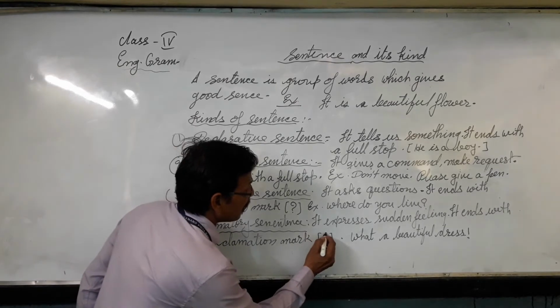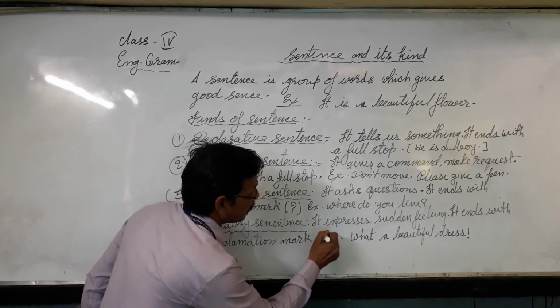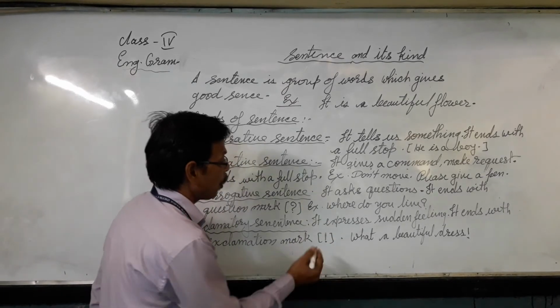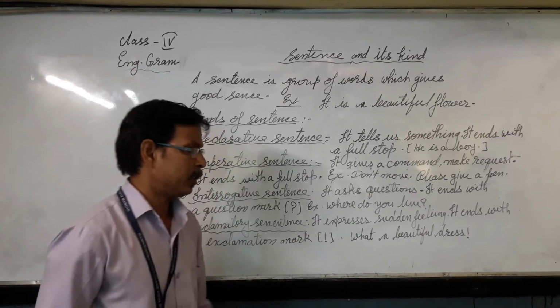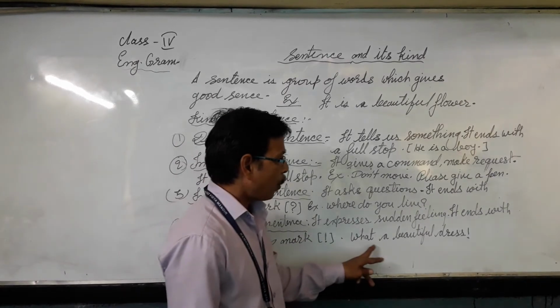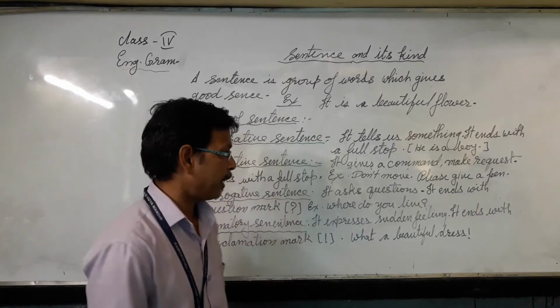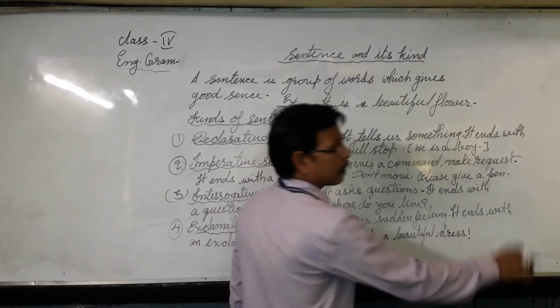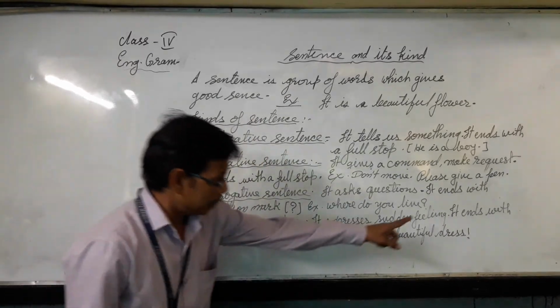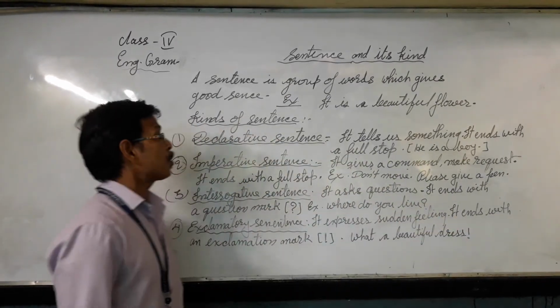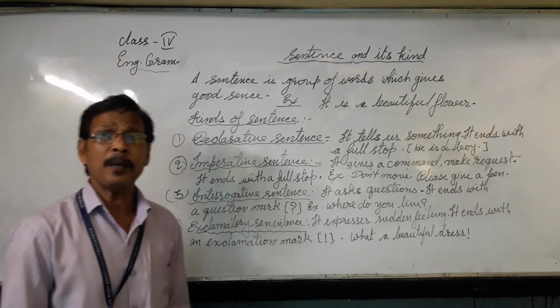The exclamation mark is drawn this way. One line you draw and then put the dot underneath. The example is, what a beautiful dress, what a beautiful dress, and it ends with the exclamation mark. So we have seen the four kinds of sentences.